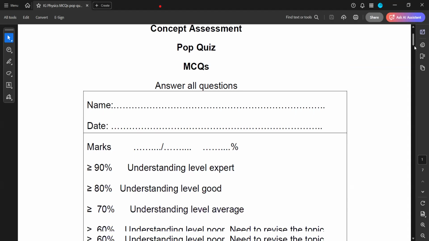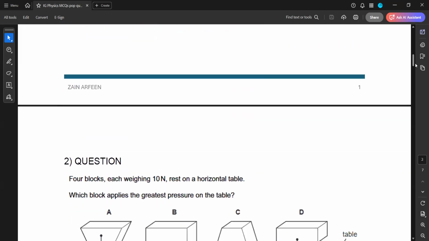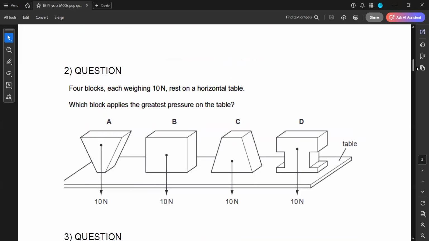Question number 1. Any doubt? The correct answer for question number 1 is D. Moving on to the next question, question 2. Any doubt in question 2?